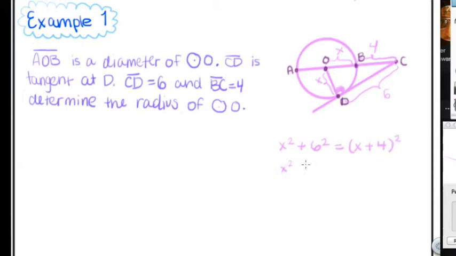And so if you work out the problem, you'll get x squared plus 36 equals x squared plus 8x plus 16, and then that is equal to negative 8x equals negative 20. So then you know that x equals 20 over 8. And simplified, that means x equals 5 over 2.